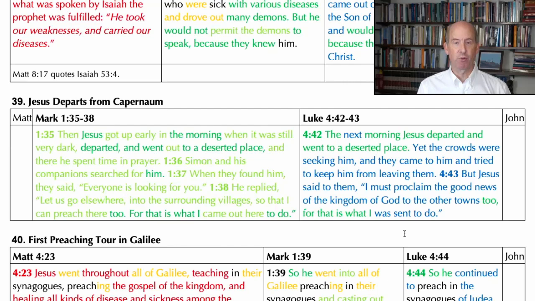"And there he spent time in prayer. Simon and his companions searched for him, and when they found him, they said, 'Everyone is looking for you.' And he replied, 'Let's go elsewhere, into the surrounding villages, so that I can preach there too. That is what I came here to do.'" Pretty straightforward. What's the problem there?